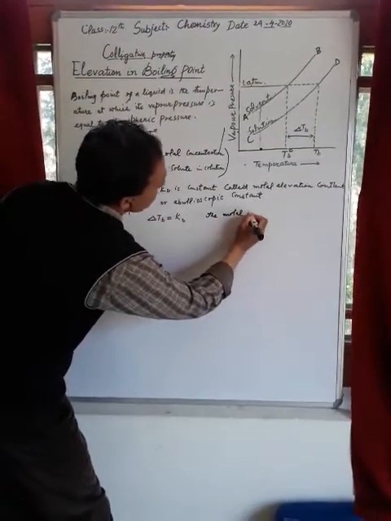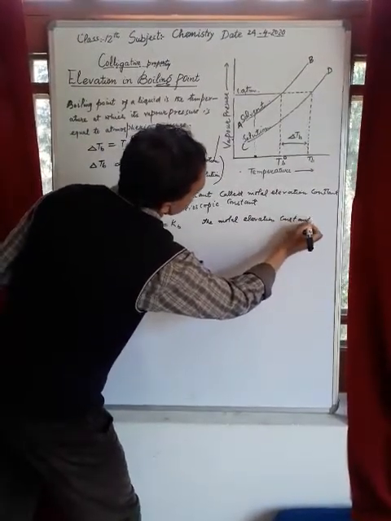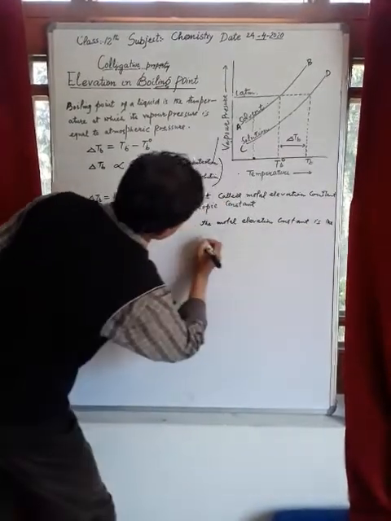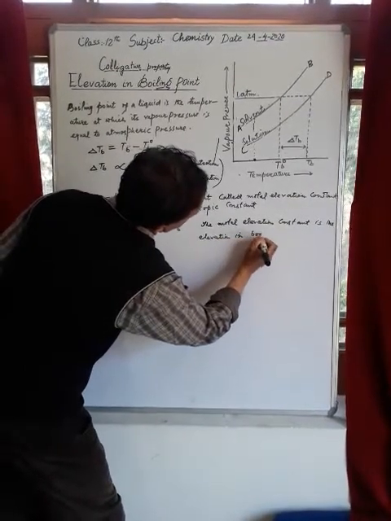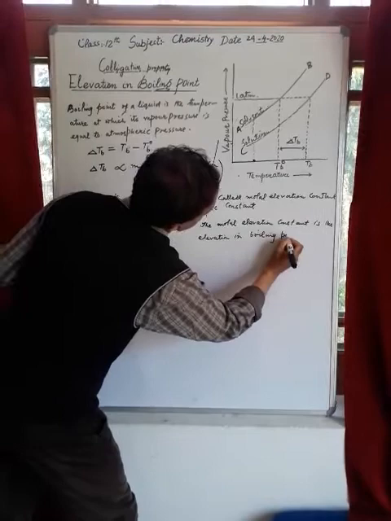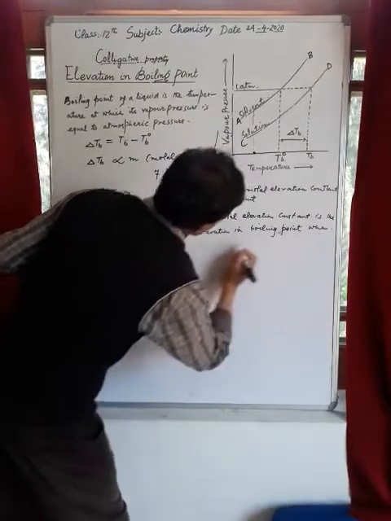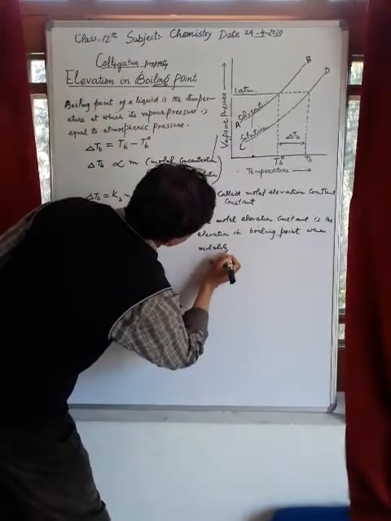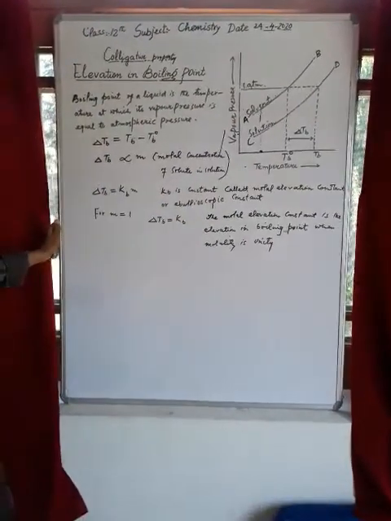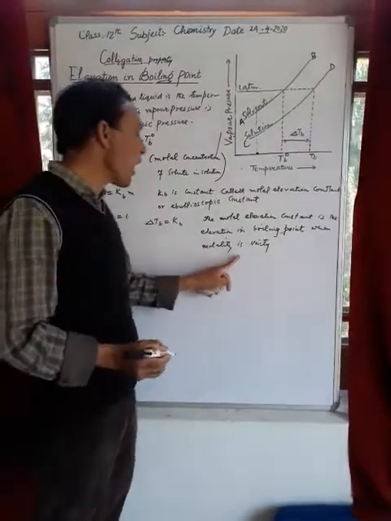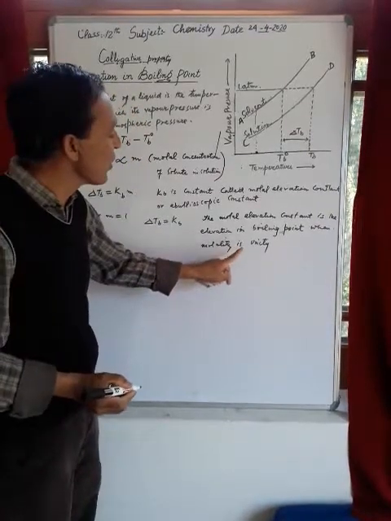or we can write the molal elevation constant is the elevation in boiling point when molality is unity. What do you mean by molality is unity? That means when 1 mole of the non-volatile solute is dissolved in 1000 grams of the solvent.